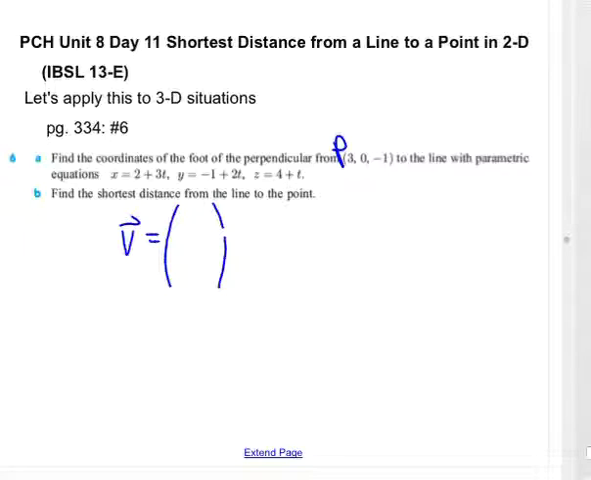3, 2, 1. Yeah, 3, 2, 1. Okay? So, remember, if you have the parametric equations, look at the coefficients of your parameter, t. 3, 2, and 1. So there's our velocity. What are we going to do with that velocity vector? We've got to find the distance. We're not going to do the magnitude of v. We are going to get a magnitude at the end to get the shortest distance.